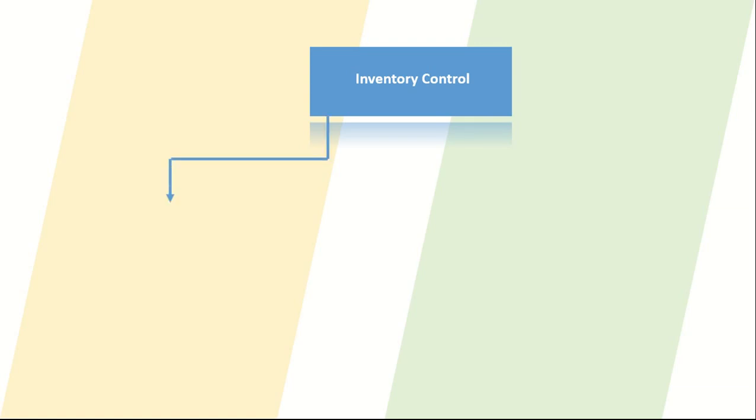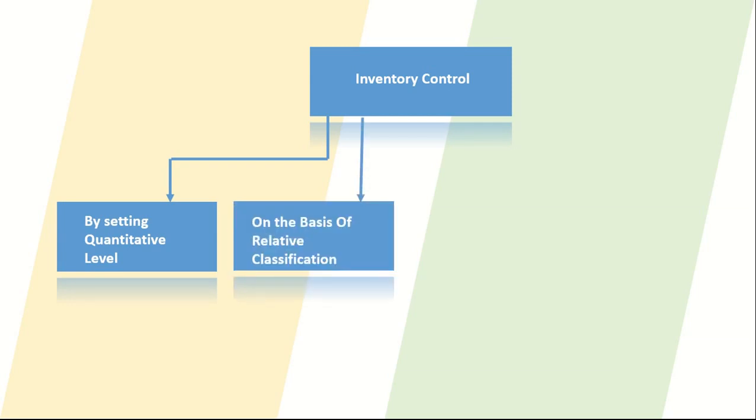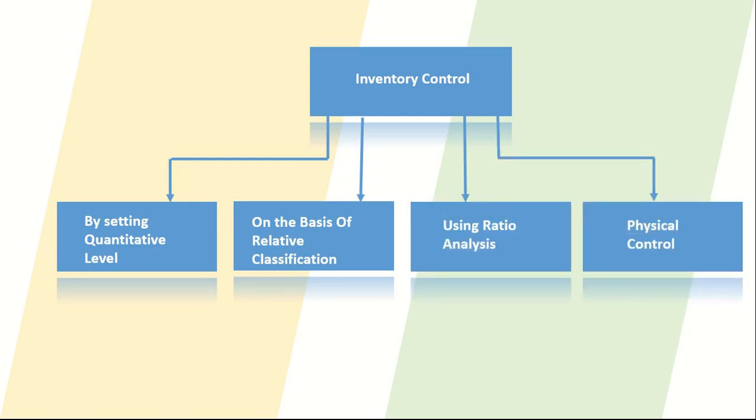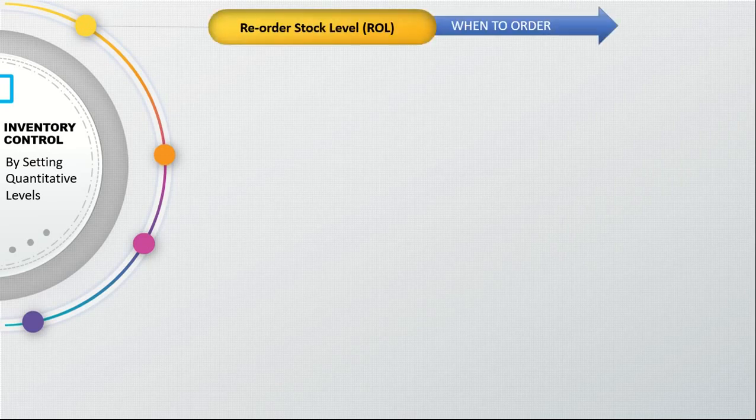By setting quantitative levels. On the basis of relative classification. Using ratio analysis. Physical control. Inventory control by setting quantitative levels. Reorder stock level determines when to order. Reorder level lies between minimum and the maximum levels in such a way that before the material ordered is received into the stores, there is sufficient quantity on hand to cover both normal and abnormal consumption situations.